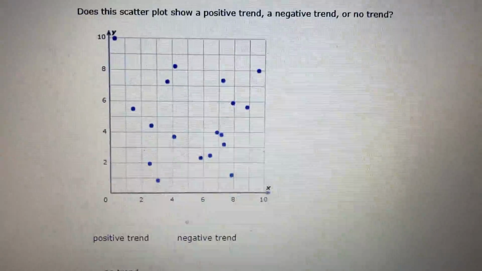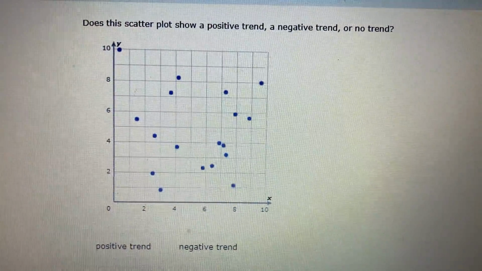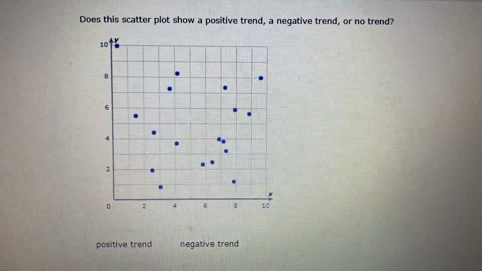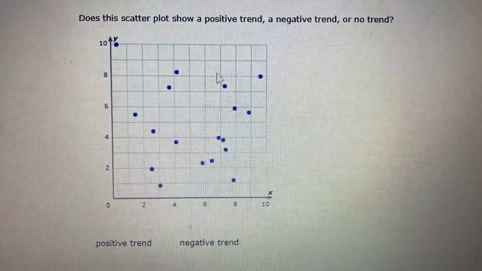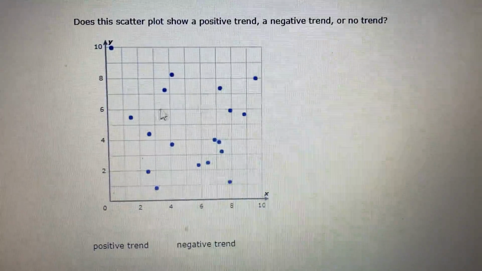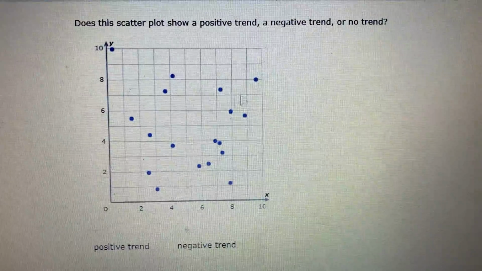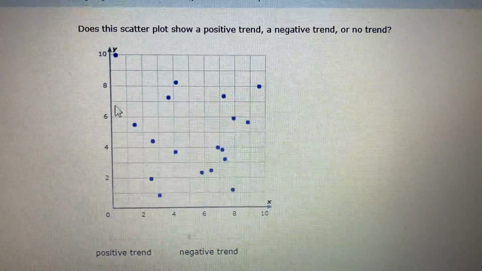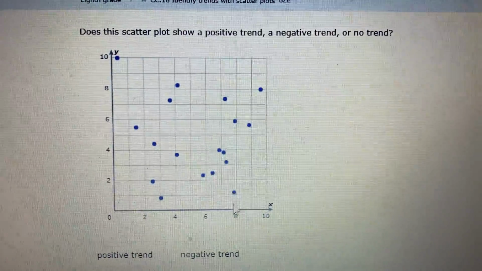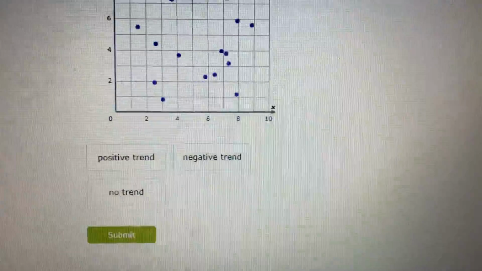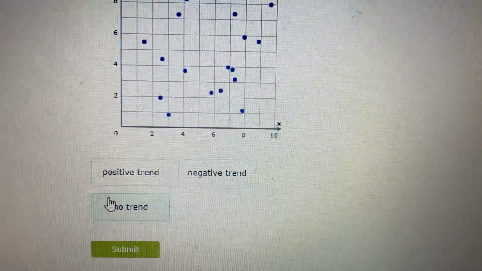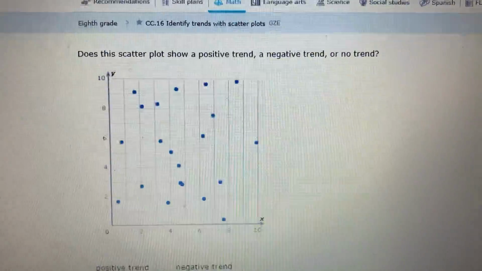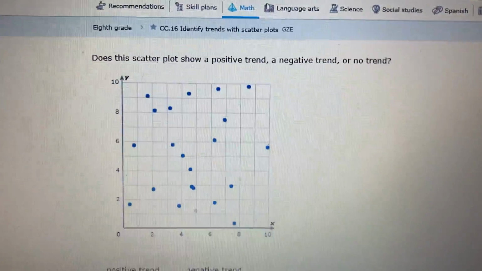Now this one, the dots are just everywhere. There is no correlation. I cannot tell. Even if I went from the furthest dot left to the furthest dot right, you don't always use that method. Yes, I am going up, but I have so many dots all over the place. If I were to draw a circle around this, there's no discernible pattern. So this is a no trend. Here's another one, with dots all over the place. There's no trend here.